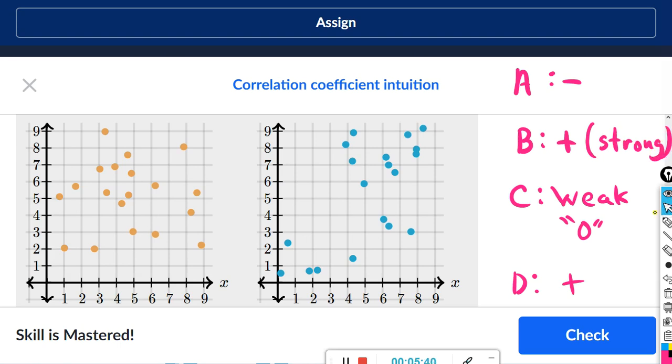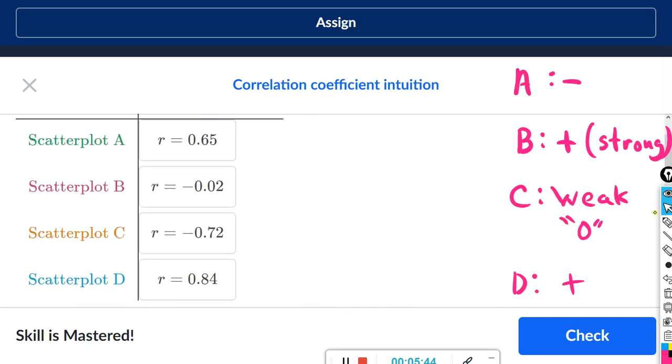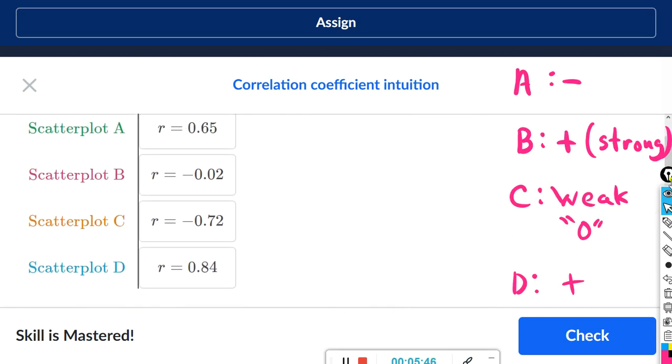All right, so let's do that. Let's check out our answers here. Okay, so B we said was the strongest positive. So the highest positive here is 0.84. I'm going to drag that over to B. All right. And we said C was the weakest. That's the one closest to 0. So we got that right here, negative 0.2.